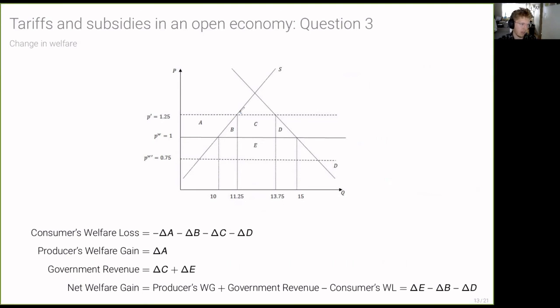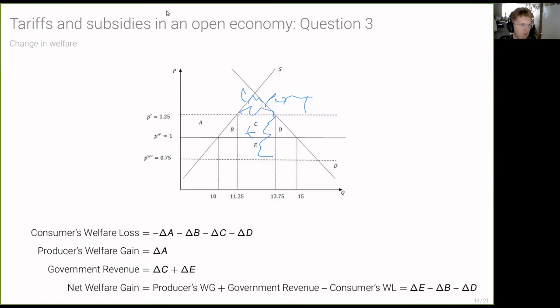But the government will gain revenue here of the amount of the tariff times the amount of imports. So the tariff is basically the difference between the world price and the price that producers and consumers domestically face. And imports are basically just the difference between domestic consumption and production. And so the government gains C and E. So if you add up all those, you see that the net welfare gain is E minus B minus D.